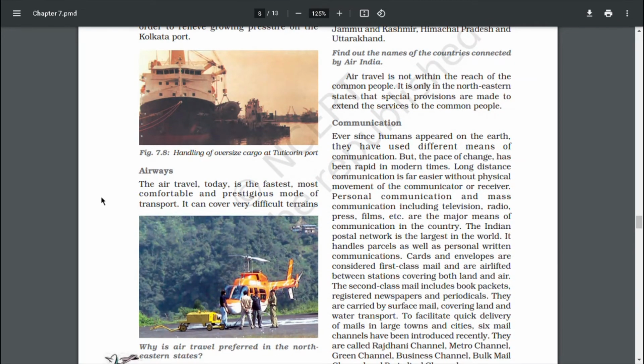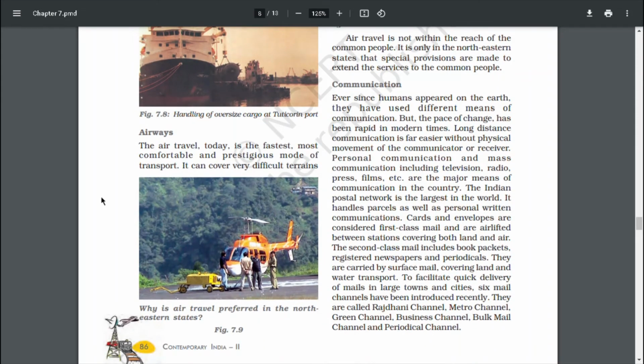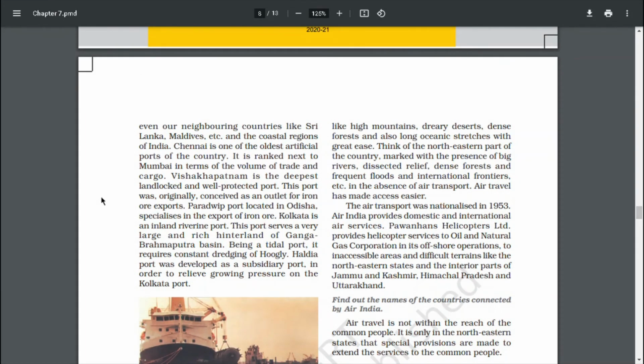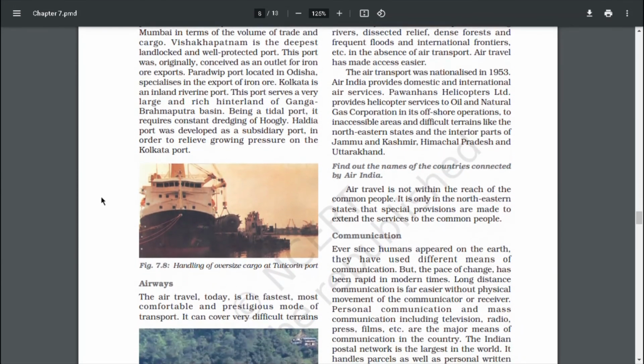Airways. Air travel today is the fastest, most comfortable and prestigious mode of transport. It can cover very difficult terrains like high mountains, dreary deserts, dense forests, and also long oceanic stretches with great ease. Think of the northeastern part of the country, marked with the presence of big rivers, dissected relief, dense forests, and frequent floods and international frontiers, etc. In the absence of other transport, air travel has made access easy.